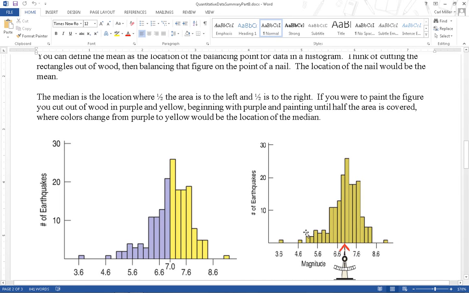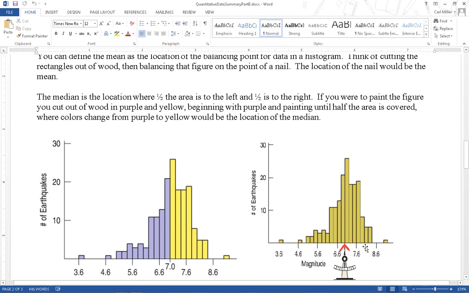And then I wanted to balance that image on the point of a nail, where would that balance point be? Okay. Well, it turns out to be, I think it was like 6.96 or something. So the balance point is where the mean of a distribution would be.